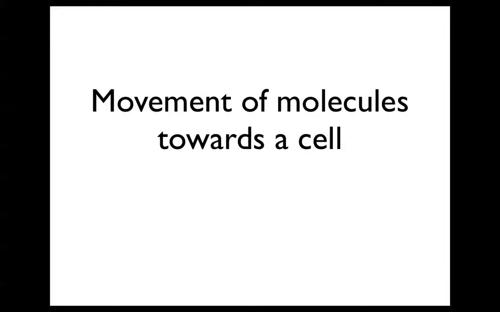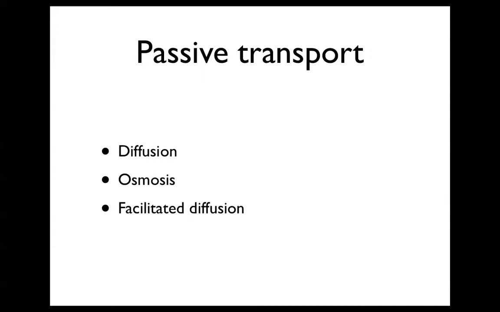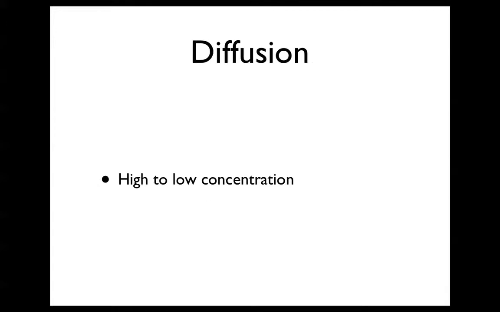I'm going to talk about the movement of molecules towards the cell. First of all, I'll talk about passive transport. There are two kinds of transport: one's active and one's passive. Passive transport includes diffusion, osmosis, and facilitated diffusion.